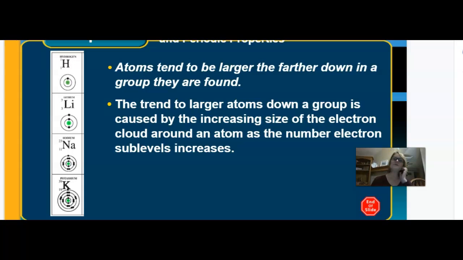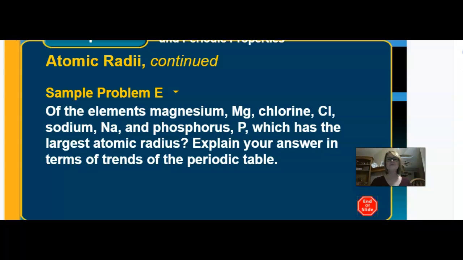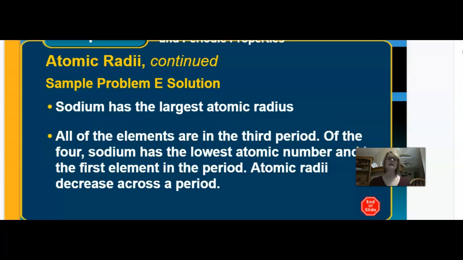Now you're going to need to use that trend to answer the following question. Of the elements magnesium, chlorine, sodium, phosphorus, and this will pause, you need to tell me which one has the largest atomic radius. So line them up in order from the largest to the smallest, and again, explain your answer. And let's see if you got the correct answer.